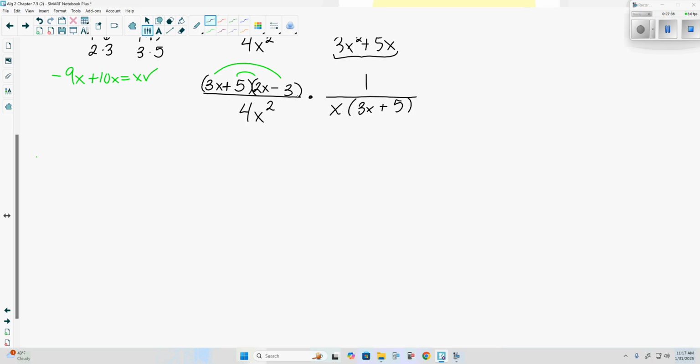Because we're multiplying all this together, the 3x plus 5 and the 3x plus 5 will cancel. So what is 1 times 2x minus 3? Yes, and our 4x squared times x will become 4x cubed. And this is about as far as we can take it. Sometimes, I've seen it time and time again, that we want to simplify that.